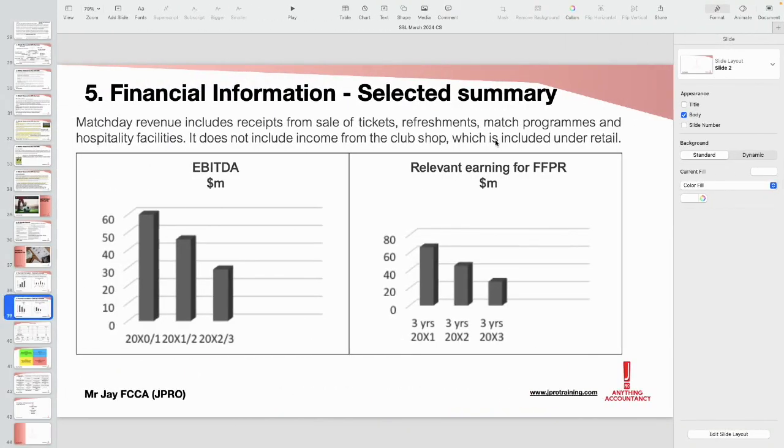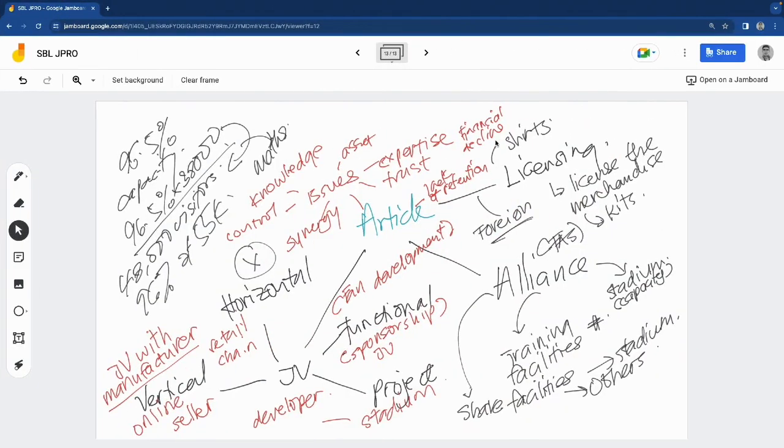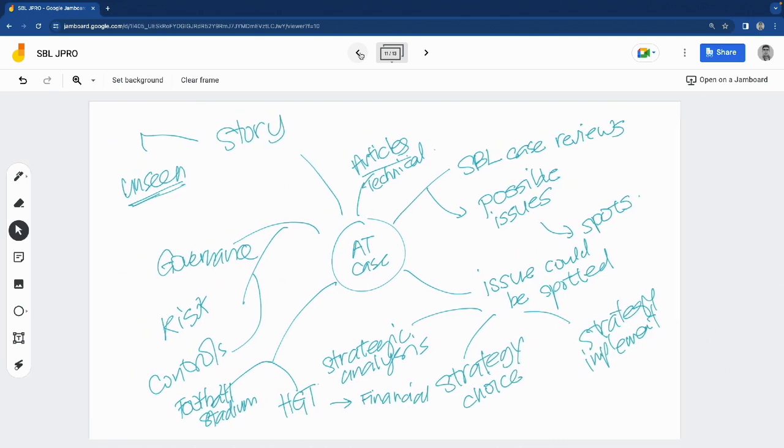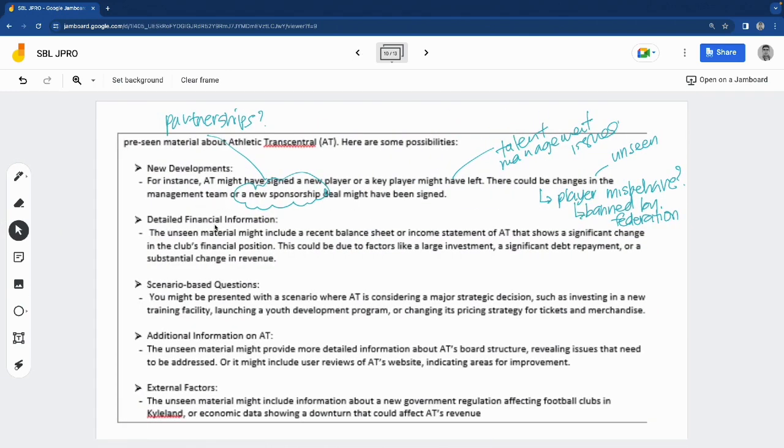The next article and the next issue that we're going to look at is going to be the detailed financial information. Unseen material might include a recent balance sheet or income statement that shows a significant change in the club's financial position. This could be due to factors like large investment, significant debt repayment, or substantial changes in revenue.